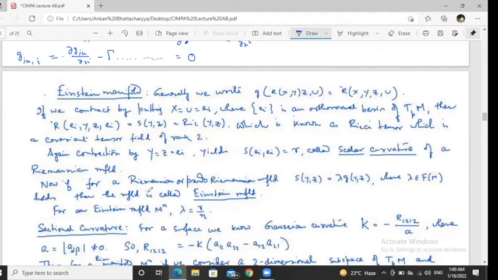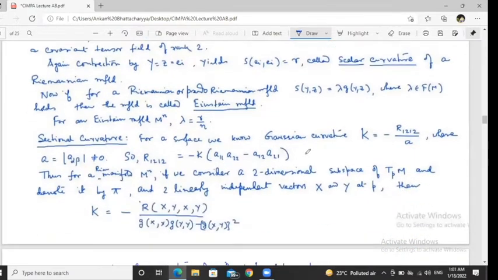And for a Riemannian or pseudo-Riemannian manifold, where g is not positive definite, we call it a pseudo-Riemannian manifold. If S(Y,Z) equals lambda g(Y,Z), where lambda belongs to F(M), then the manifold is called an Einstein manifold. For an Einstein manifold, lambda equals r by n. We can easily prove it.